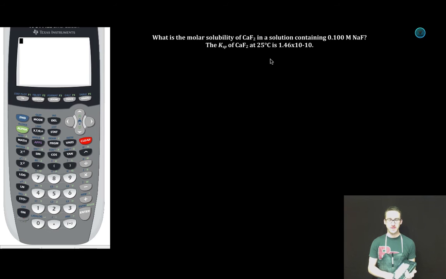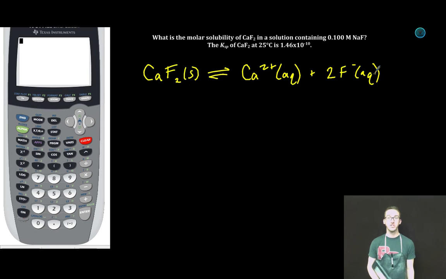Let's continue with some molar solubility and Ksp, this time with some common ion. What is the molar solubility of calcium fluoride in a solution containing 0.100 molar sodium fluoride? The Ksp of calcium fluoride at 25 degrees Celsius is 1.46 times 10 to the minus 10. First, let's write an equation for the dissolution of calcium fluoride in water. Done. Notice the stoichiometry in our equation. For every one calcium ion, there are 2 fluoride ions, based on the ratio of ions in the formula.